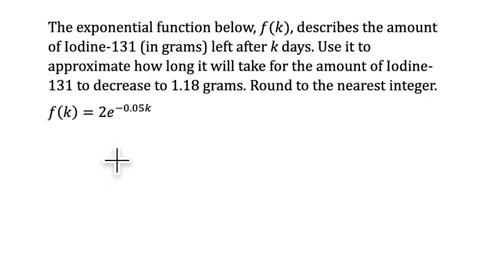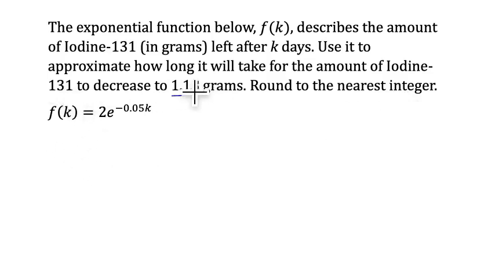Let's try one last application here. So the exponential function below, f of k, describes the amount of iodine 131 in grams left after k days. So k is time in days, and the output is how many grams of iodine we have. Use it to approximate how long it will take for the amount of iodine 131 to decrease to 1.18 grams. So we want the output to be 1.18. And we're rounding to the nearest integer, so no decimal places.